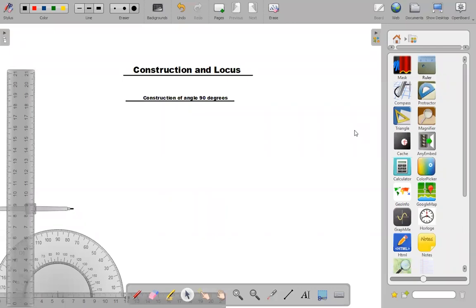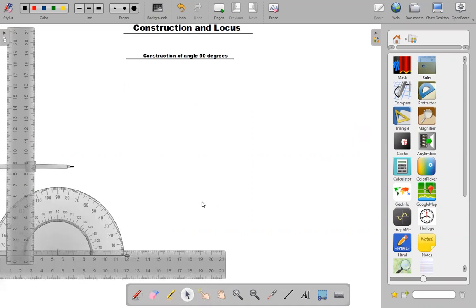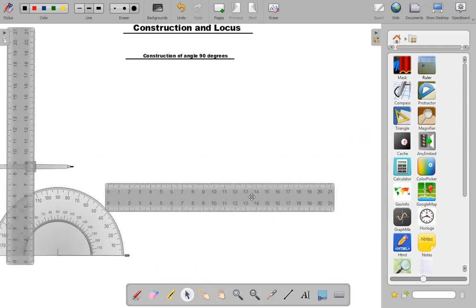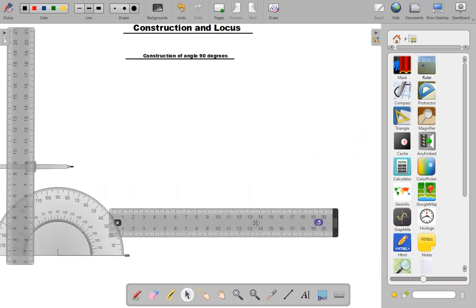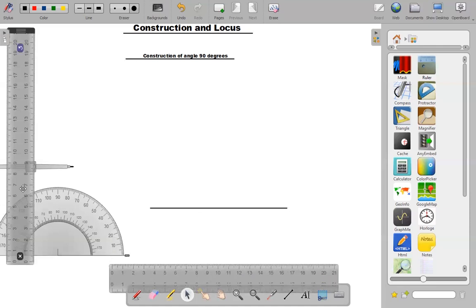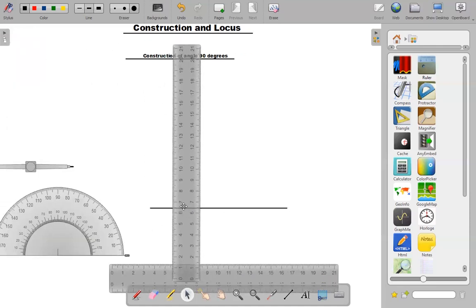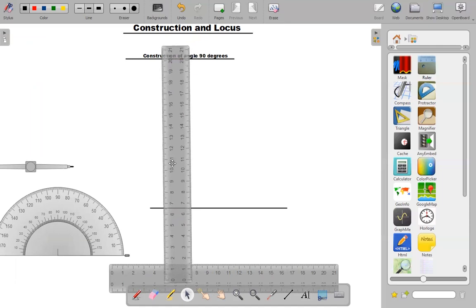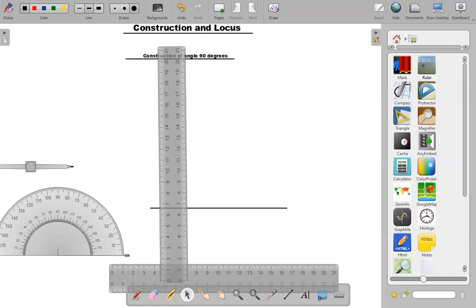Construct angle 90 degrees. So it's a continuation of our provision on geometrical construction. So how do you construct angle 90 degrees? First of all, we'll rule a straight line. This is a straight line. Now I want to construct angle 90 degrees at a particular point, a reference point.